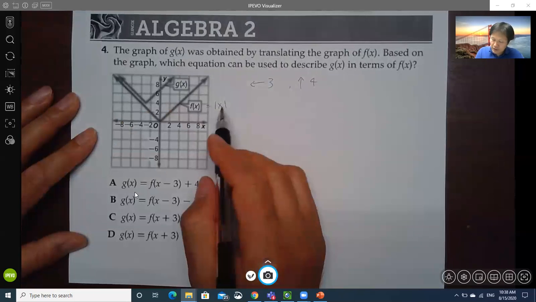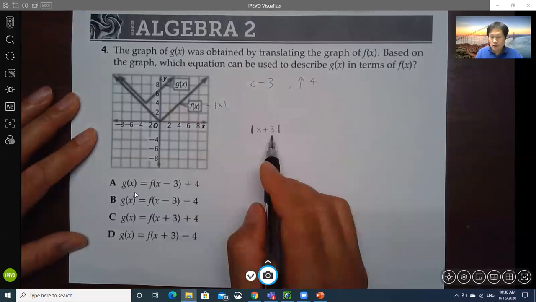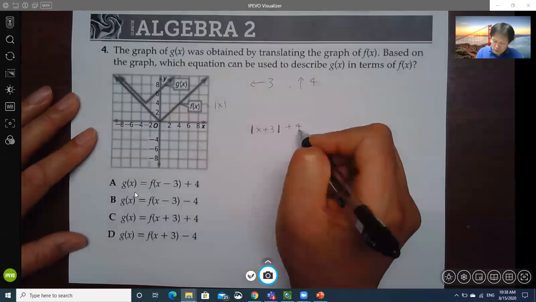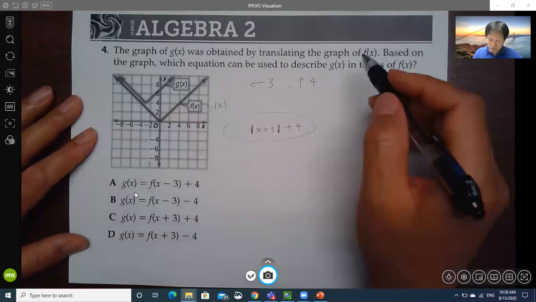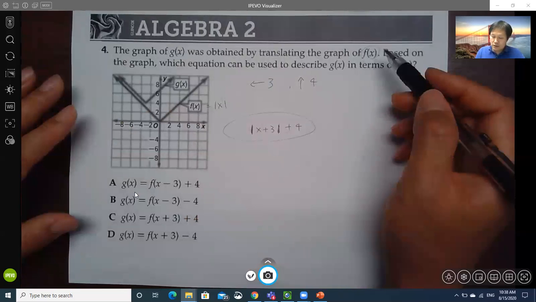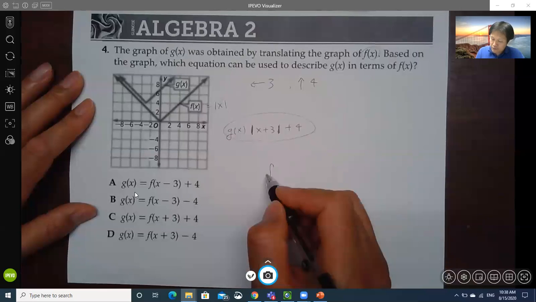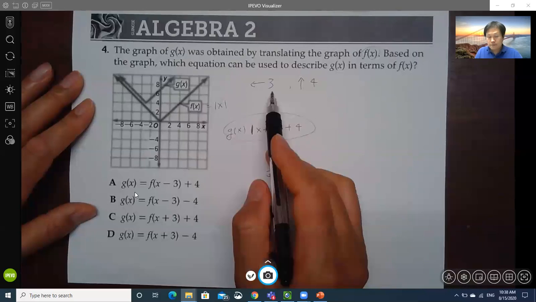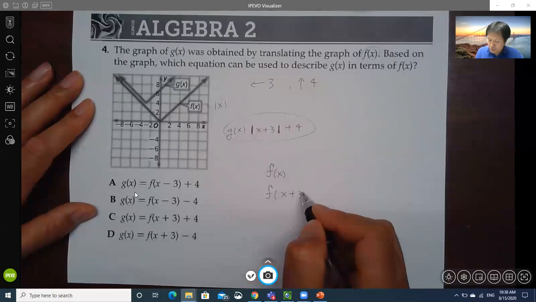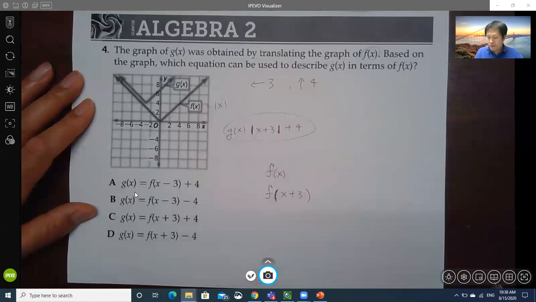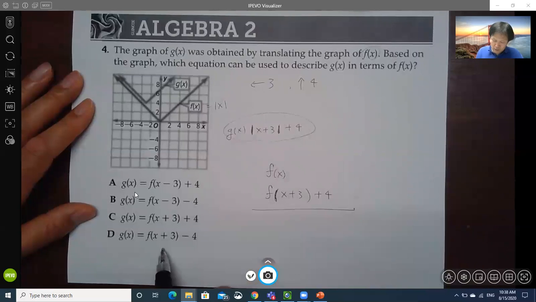Left by 3, x plus 3. X has to see the number. Okay. Up by 4, plus 4. Oh, they want you to use f of x though. Okay. So that's the equation of g of x, but they don't want that. They want you to go from f of x. Same thing. Left by 3, you want x to see 3. So it should be f of x plus 3 inside the parentheses. Up by 4, you have to do plus 4. Yep, that's the one.